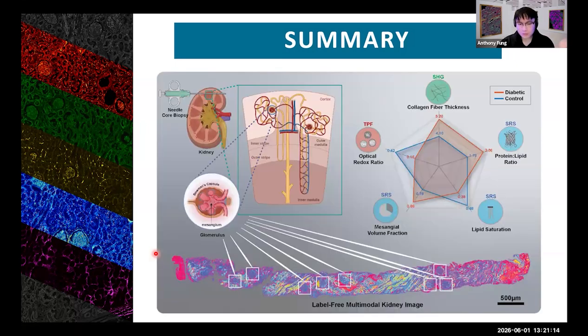But using our label-free platform, we can identify several biomarkers that have demonstrated high classification accuracy, including collagen fiber thickness, lipid saturation, protein-lipid ratios, optical redox ratios, and morphological features like mesangial volume fraction and collagen fiber thickness, just to name a few.